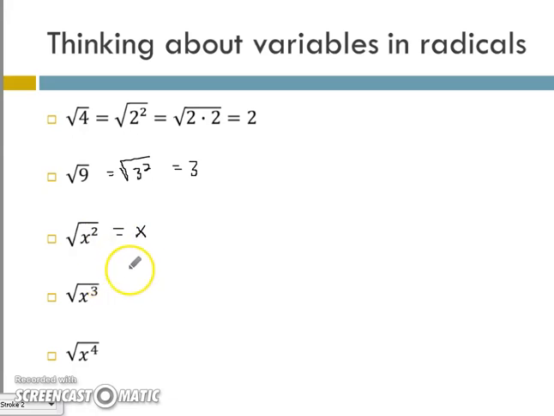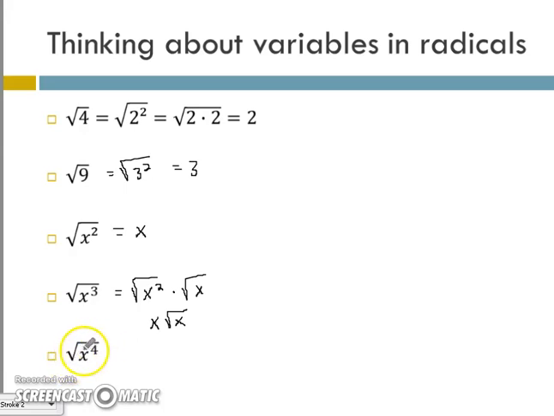If I have an odd number, so the square root of x cubed, you can think of that as being the square root of x squared times the square root of x. So x squared is a perfect square, so the square root of x squared is x, and then I still have this x on the inside, so as part of my answer I would have x times the square root of x. So I have 1 left over.